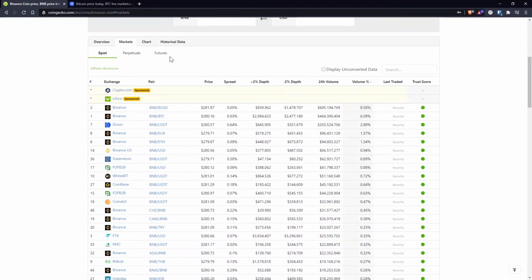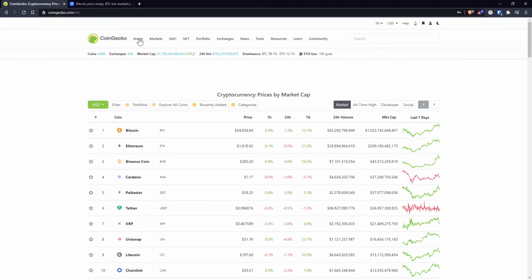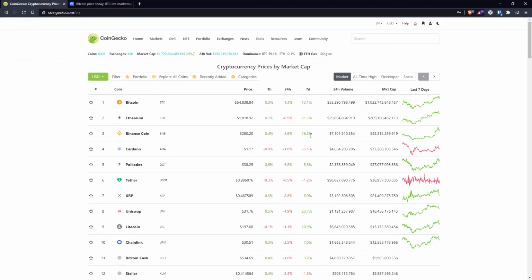And to explain the trading pair real quick, if you don't know, this means you can buy BNB with Binance USD. This means you can buy BNB with Bitcoin. Here you can buy with USDT, here with Euro. So you are buying the same BNB, the same coin, but with a different asset. But BNB is also a big coin. It's number 3 on the list.